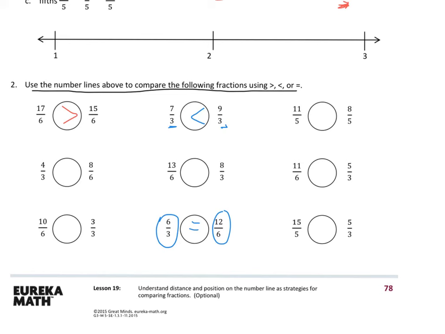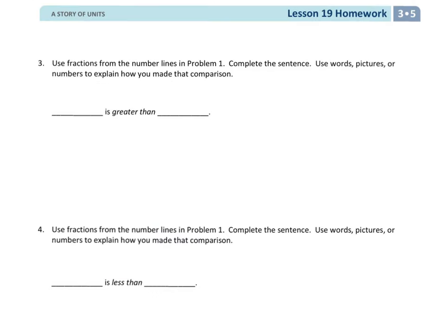So let's take a look at page 2. Page 2 will do the first question. Your answers can vary for this one. You can just pick any number that you want from your number line. So use fractions from the number lines in problem 1. Complete the sentence. Use words, pictures, or numbers to explain how you made that comparison.